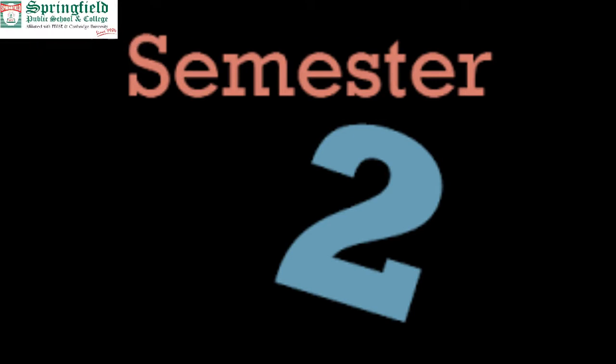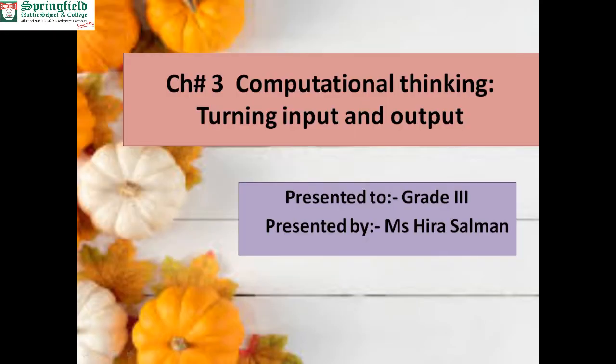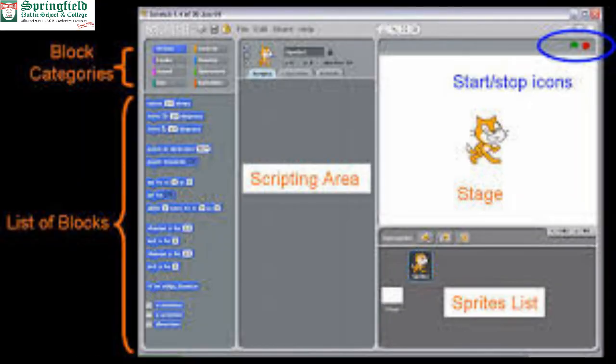Today, beta, we are starting our chapter number 3, the last chapter of this semester. This chapter is computational thinking, turning inputs into output. Before starting our chapter, beta, I will tell you that this chapter is about programming. The software, the program we are using in this chapter is Scratch, and it's an online software.